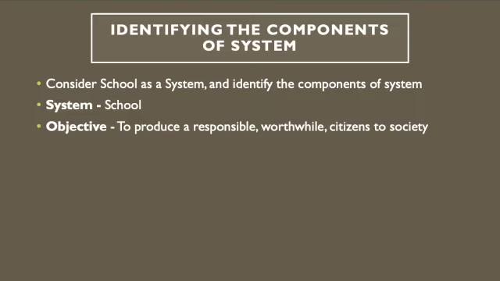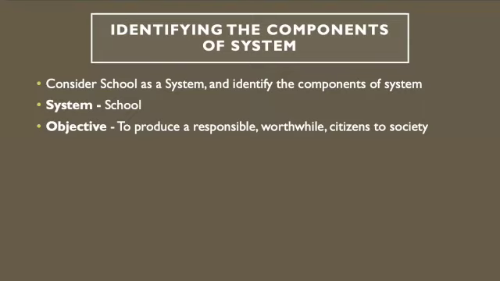So the system is school, and we have an objective. We have a goal. In the earlier case, the goal was constructing the road. So in this case, what is the goal for a school? Yes, very good. Producing a good citizen for the country. So that is the goal of a school.